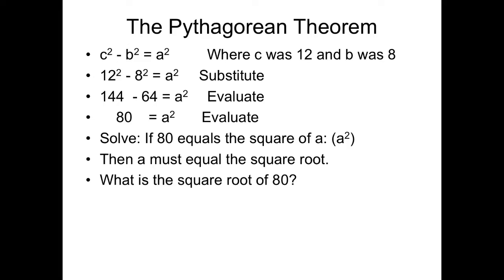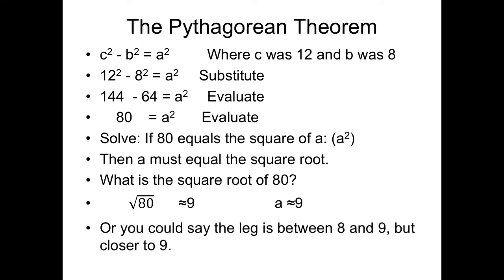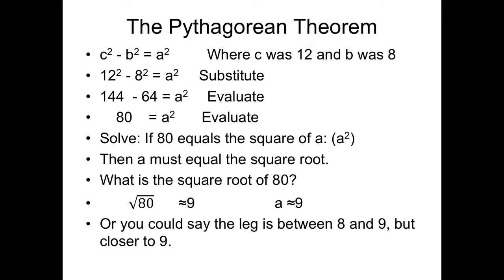Now you can always check that using a calculator, 8.9 squared or 8.9 times 8.9, and see how close you actually get to 80. It's going to wind up pretty close because 80 is so close to 81. However, you can't say that the missing leg is 9 because it's not.